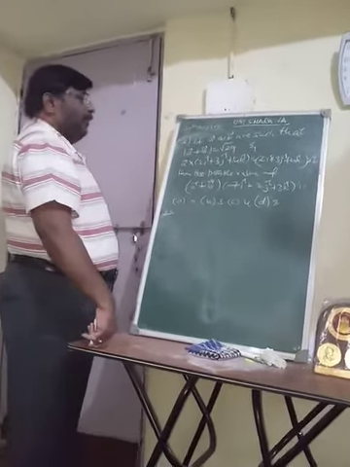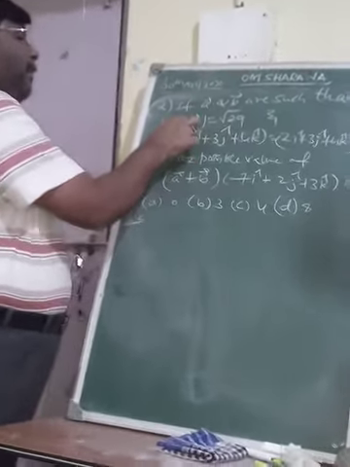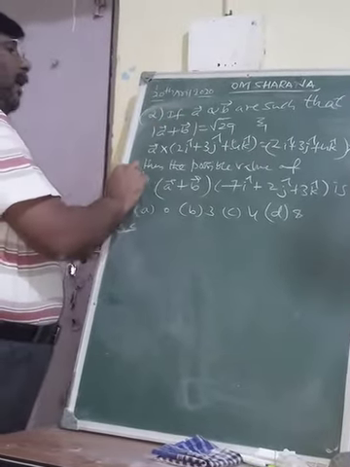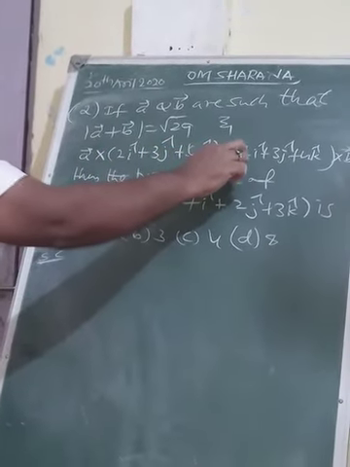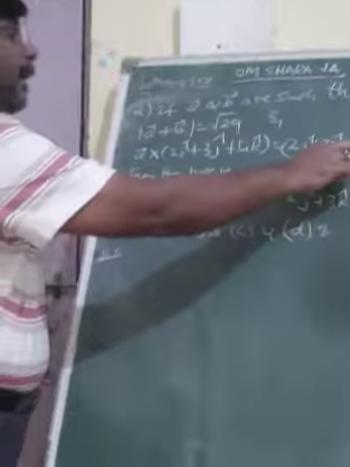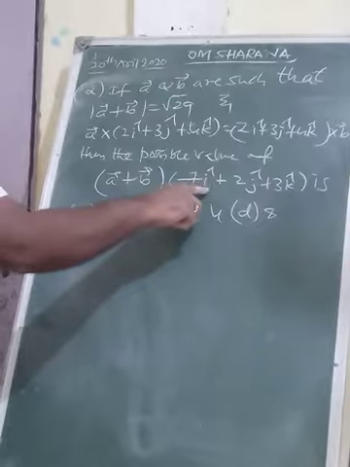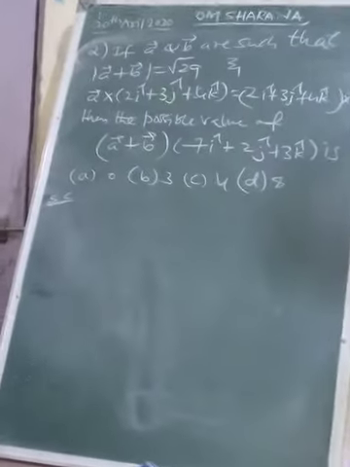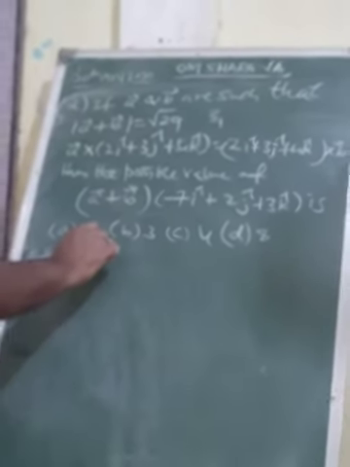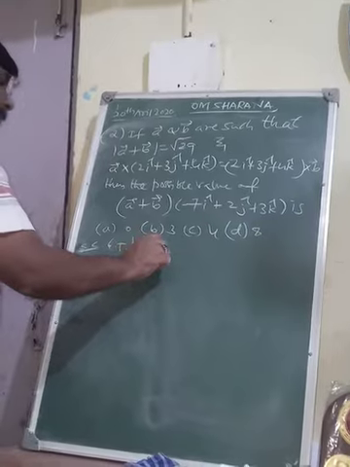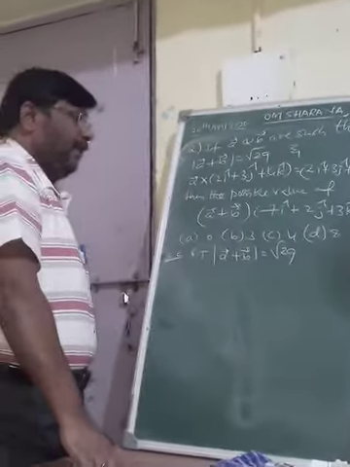Okay, let us go to the second problem. If the two vectors A and B are such that the magnitude of A plus B is root 29 and A cross of 2i cap plus 3j cap plus 4k cap equals 2i cap plus 3j cap plus 4k cap cross B, what is the value of vector A plus B dot minus 7i cap plus 2j cap plus 3k cap, let us say. By seeing the problem, you may be frightened, it seems.